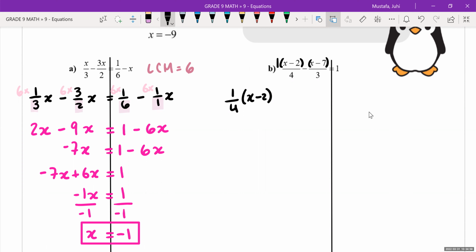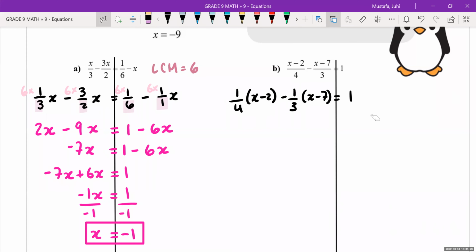I can do the same thing with the second part. So again, you assume there's a 1 there, so this fraction would be -1/3. And then you write the bracket as x minus 7 is equal to 1. And I find that rewriting the questions like this and solving it like this really helps you and makes the question so much easier.